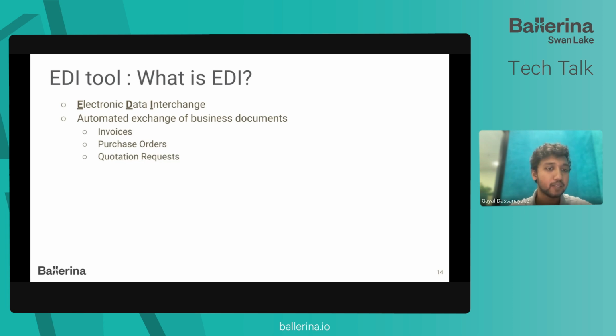I know that most of us are not familiar with what EDI means, so I'm going to explain what that means in the next couple of slides, and then we can see how Ballerina is involved in this process. So EDI stands for Electronic Data Interchange. In simple terms, it's a standard data protocol for businesses to exchange different documents. Usually businesses exchange a lot of different documents in their day-to-day transactions. So it may be invoices, purchase orders, quotation requests, and even shipping orders, and all these things.